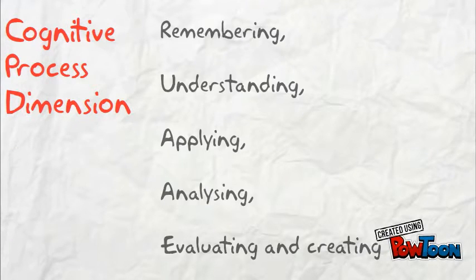The cognitive process dimension consists of a comprehensive set of classifications of cognitive processes. These are remembering, understanding, applying, analyzing, evaluating, and creating, according to Anderson and Krathwohl, 2001.